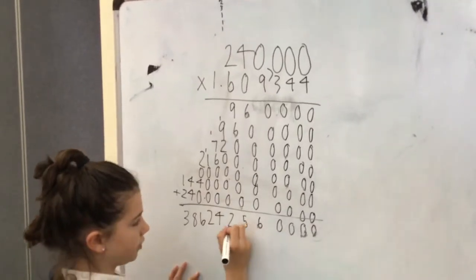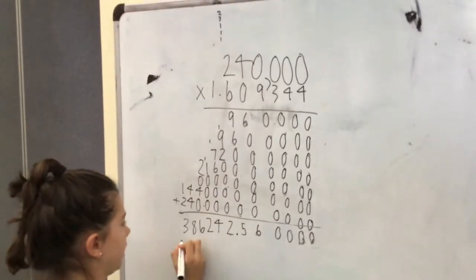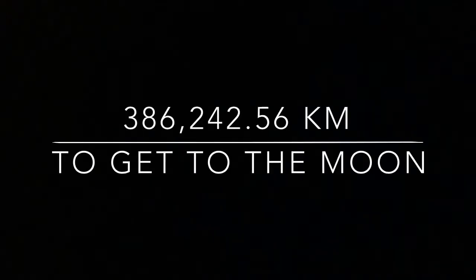So it takes 386,242.56 kilometres to get to the moon. Maths makes everything possible.